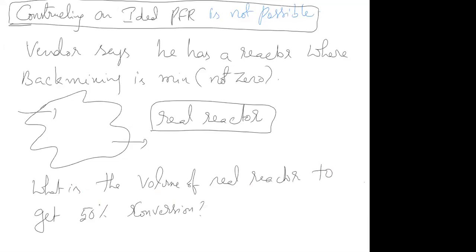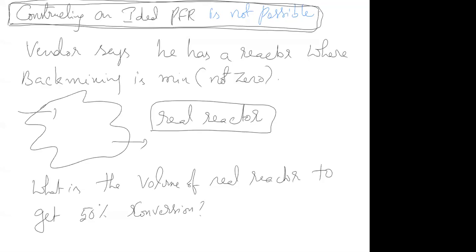Constructing an ideal PFR is not possible because it is impossible to maintain the concentration of molecules different on each plane, because there is a concept of molecular diffusion. Even if you maintain, let's say, bulk diffusion as 0, there is still molecular diffusion. That means particles will themselves move from one plane to another plane. Clear? That is impossible to control.